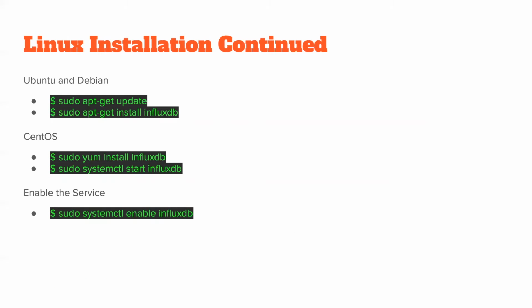So from there, Ubuntu and Debian use sudo apt-get update and sudo apt-get install influxdb. CentOS is a little different. We're going to use sudo yum install influxdb and sudo systemctl start influxdb. We're going to be starting that InfluxDB daemon manually. And then after we've done these on any operating system, we want to run sudo systemctl enable influxdb to get that whole thing up and running.